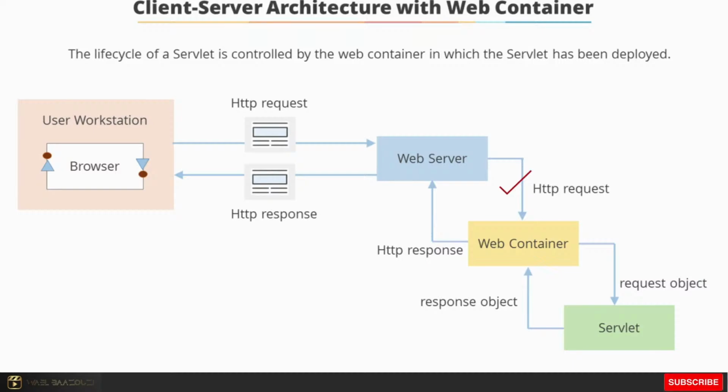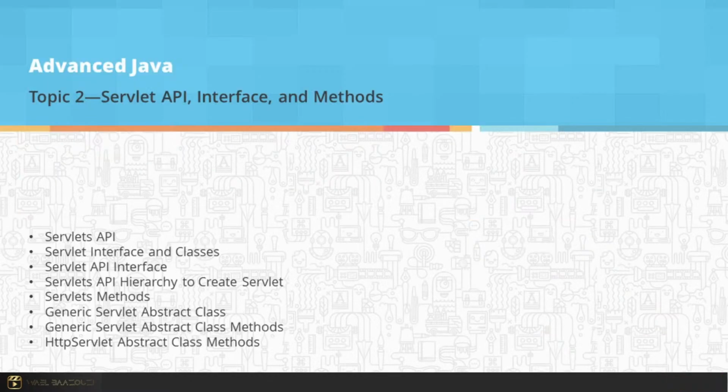The web container further forwards the request to the servlet in the form of a request object. The servlet generates a response object which it sends back to the outer enclosing web container. The web container converts that into an equivalent HTTP response and sends it to the web server. The web server sends that HTML content via an HTTP response back to the client browser.